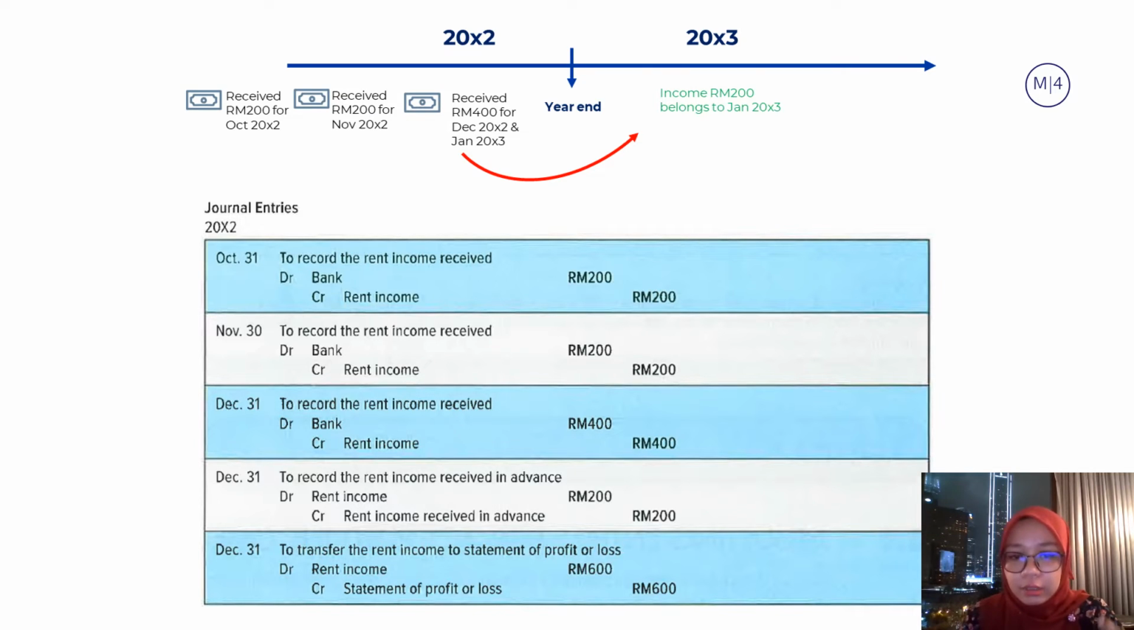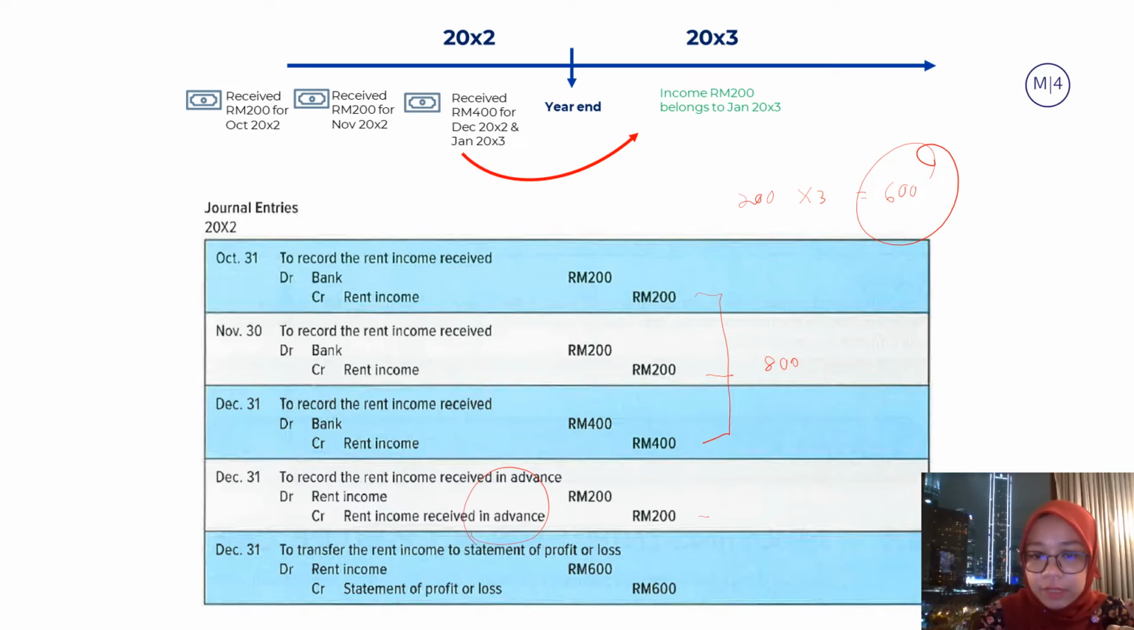Okay, and then we have to deduct from it. This one 200, 200 and 400, so the total is now 800 ringgit. But then 200 ringgit is for the next month. So our total income should be 600 only, 200 per month. So we have to deduct this 200 as part of rent income received in advance, or we can call it unearned rental income.